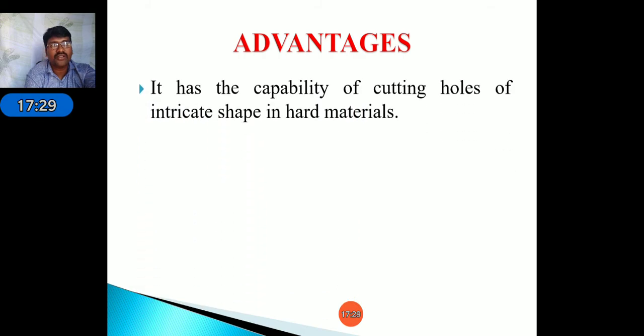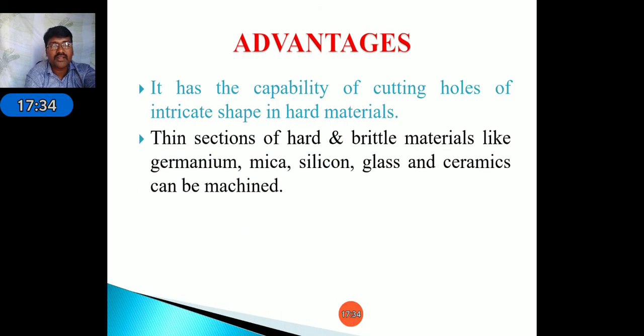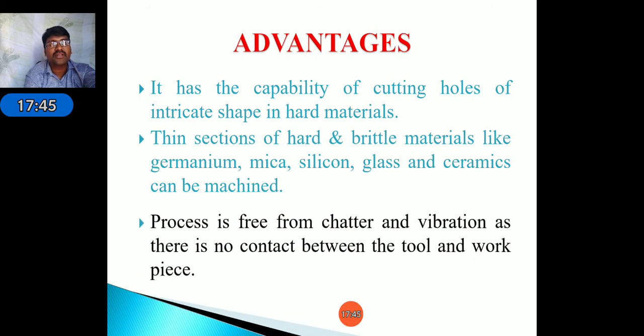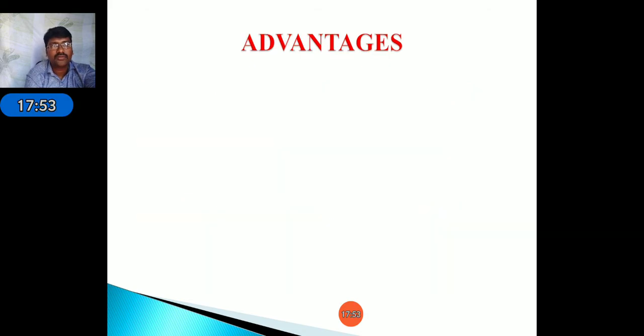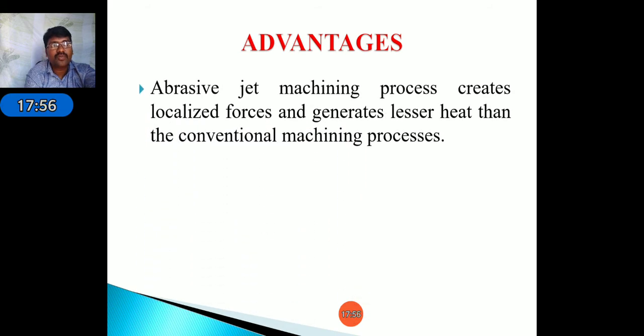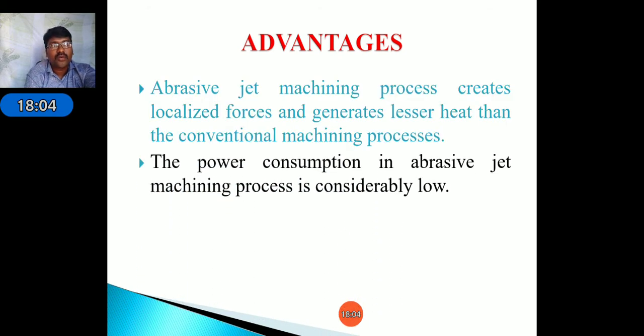Next, coming to advantages. It has the capability of cutting holes of intricate shape in hard materials. Thin sections of hard and brittle materials like germanium, mica, silicon, glass and ceramics can be machined. All these materials are brittle materials. The process is free from chatter and vibration as there is no contact between the tool and workpiece. Abrasive jet machining creates localized force and generates less heat than conventional machining processes. The power consumption in abrasive jet machining is considerably low.